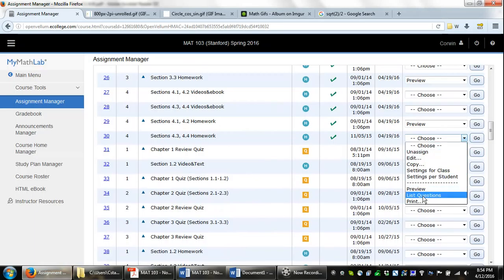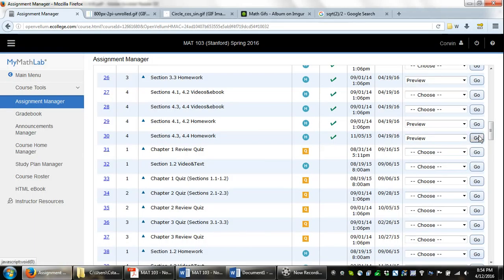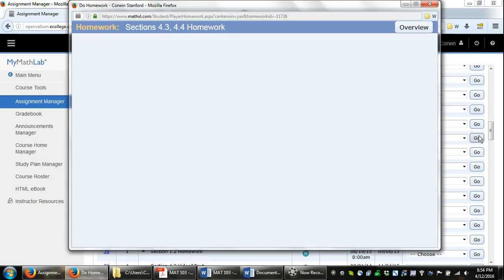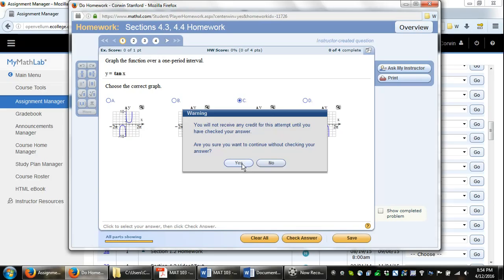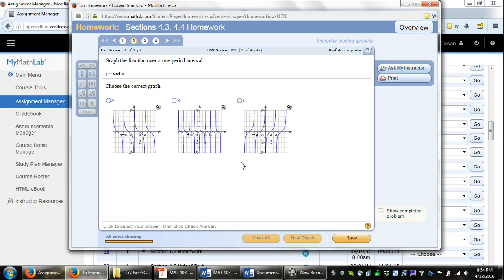The homework is super easy for this section. I used to call this the tiny 4.3, 4.4. There's only 4 questions. I want you to be able to tell me what tangent looks like. Tangent looks like that. Go up and to the right. Similarly, cotangent has an asymptote right there to start with, and I'm going down and to the right.